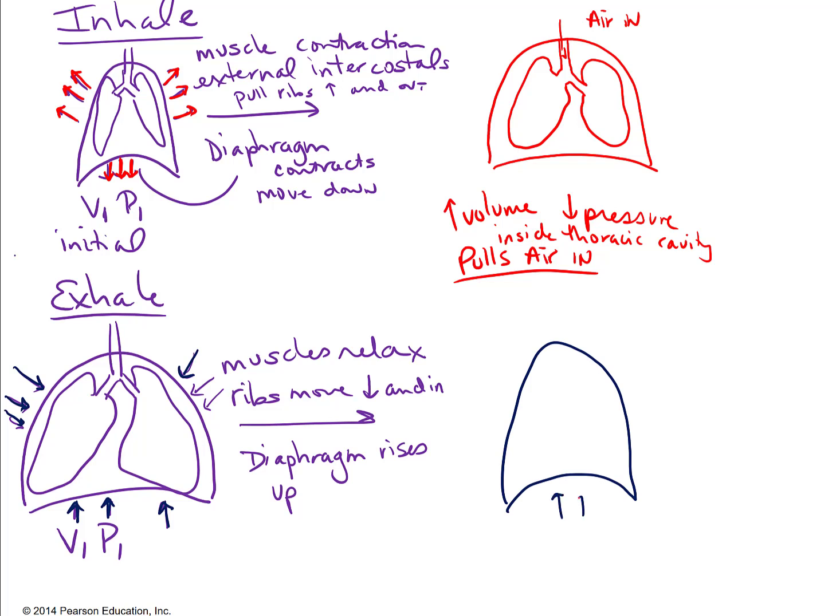So if the diaphragm moves up, ribs move in, volume inside decreases. What's that going to do to the pressure? So the pressure is going to go up. And the only way to allow the pressure to balance is to push air out. So this increased pressure pushes air out.